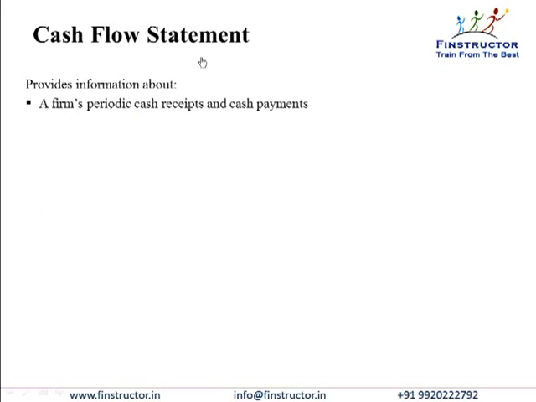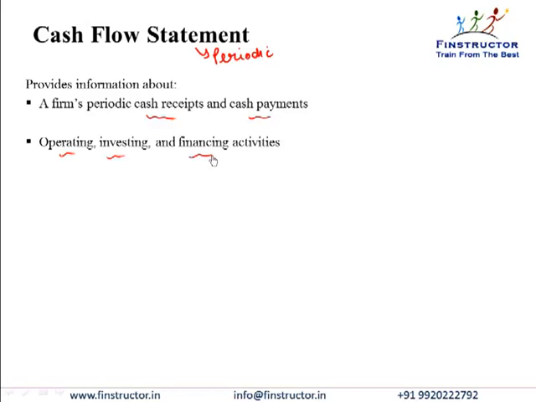So the cash flow statement, like the income statement, is also periodic in nature. That is, it is defined for one quarter or one year or one semi-annual period. And it provides information about the financial performance with particular focus on cash receipts and cash outgoes that the company has witnessed during the period. It is categorically separated into operating, investing, and financing activities. So it gives us information about all of these.